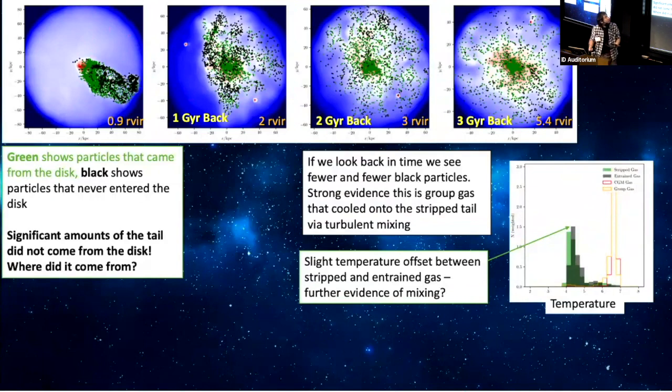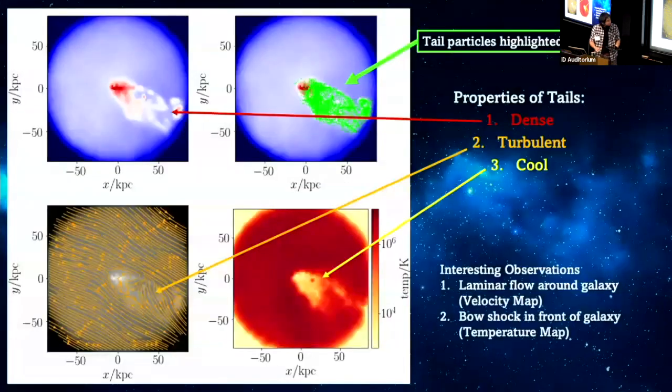If you look back in time, you can see where this gas came from. Most of the green particles came from the disk itself, but most of the black particles are nowhere to be found. That strongly suggests that a lot of the tail is actually material that was entrained from the group medium, likely through turbulent mixing processes due to the turbulence that we see down here in the velocity map.